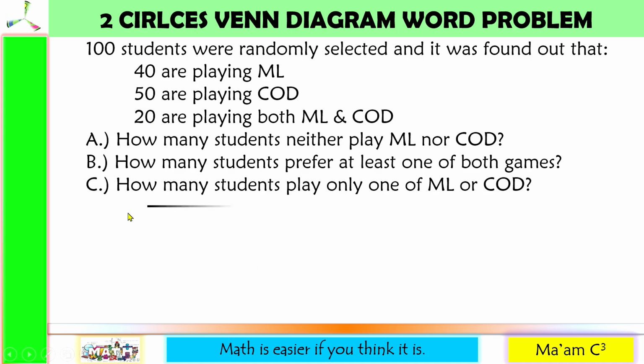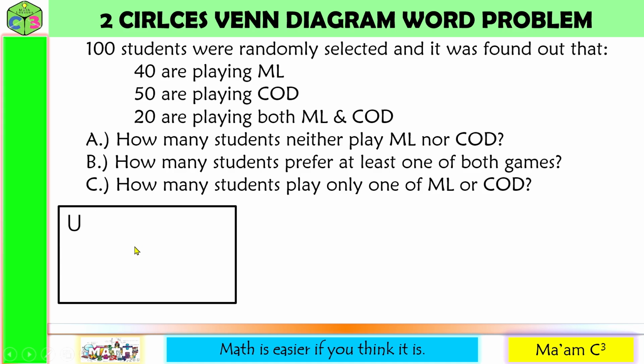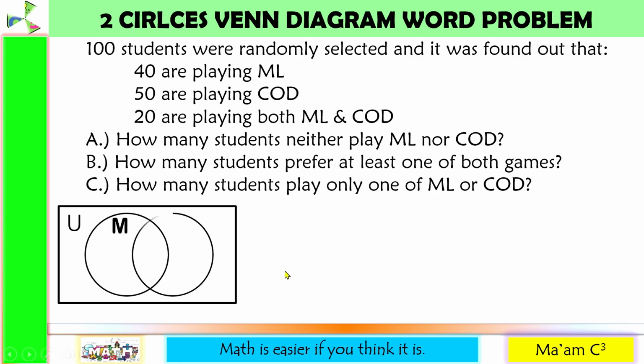So let us create our rectangle for our universal set. And then we have here ML and COD, so we need two circles. Let us create one. Let us label this as set M for ML. And another one, let us label it C for COD.